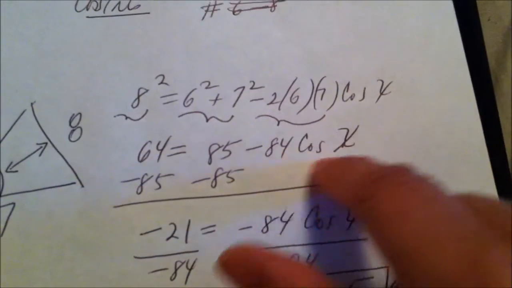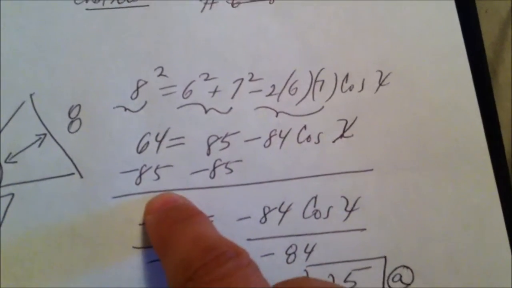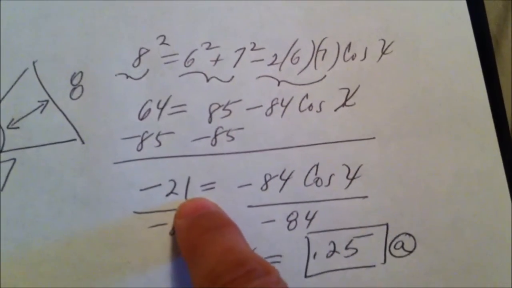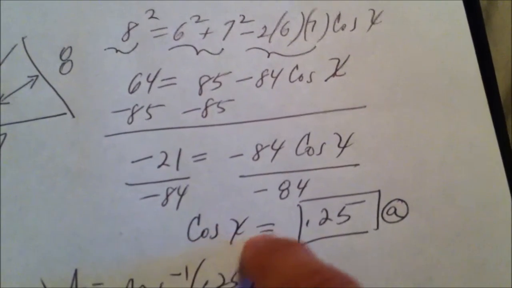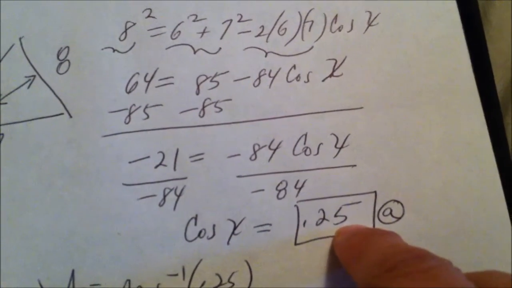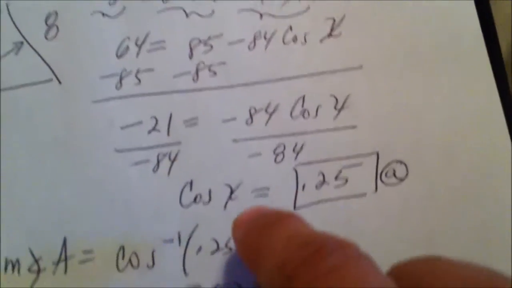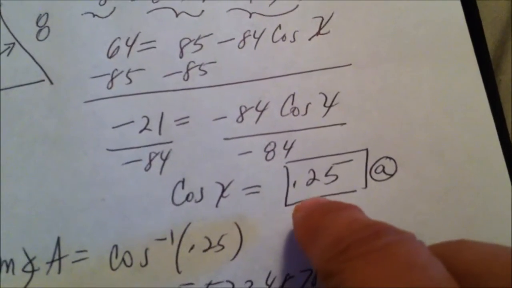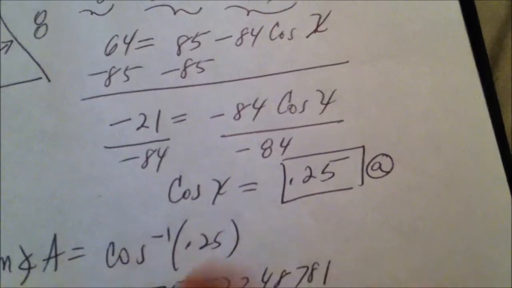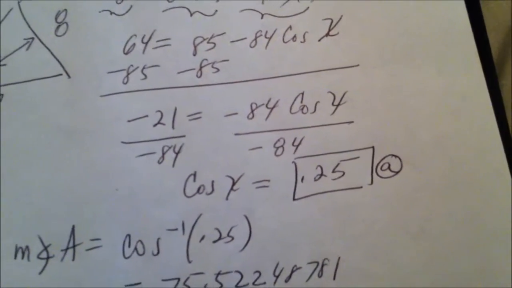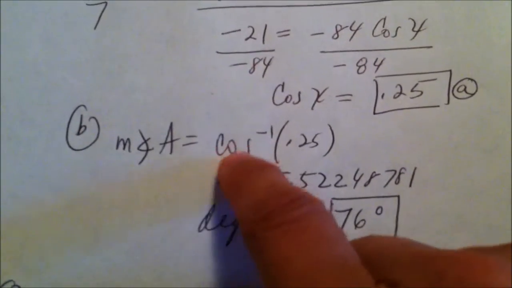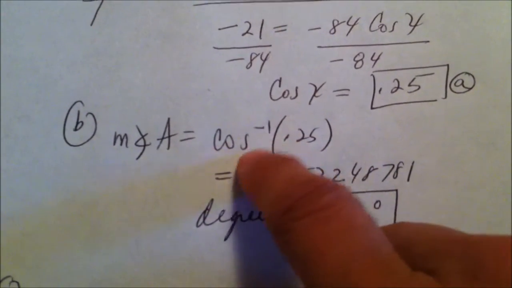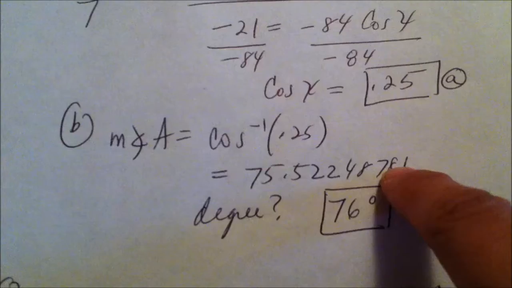So we want to isolate this over here. First I subtract the 85, and then I divide by negative 84, and I get cosine x is 0.25. The first part of the question wanted just cosine x, so I report 0.25, or 1/4 is acceptable as well. The second part says, okay, now find that angle. So I have to do the inverse. I do second cos, which is cos negative 1 of 0.25, and I get this angle here.